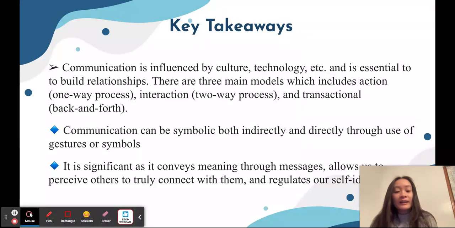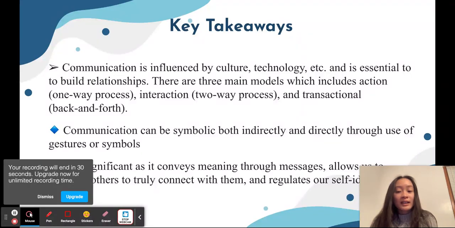Noteworthy is how it conveys meaning through messages, allows others to connect with one another, and regulates their self identity.